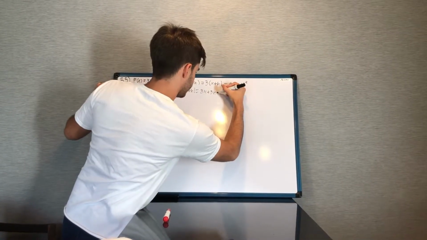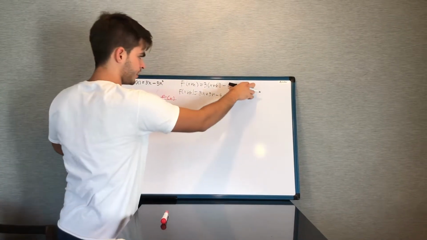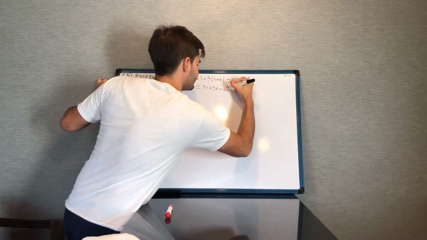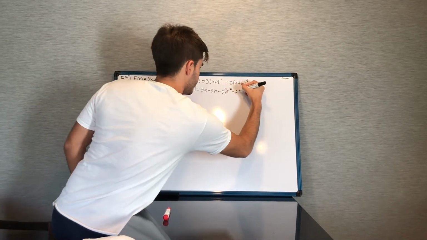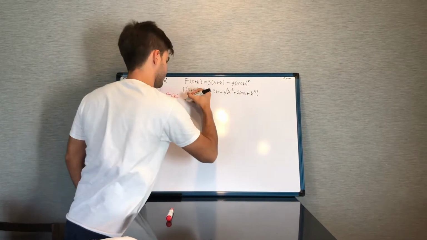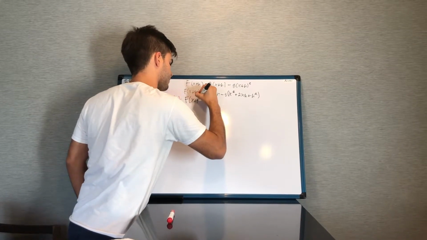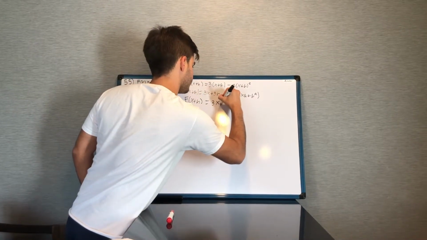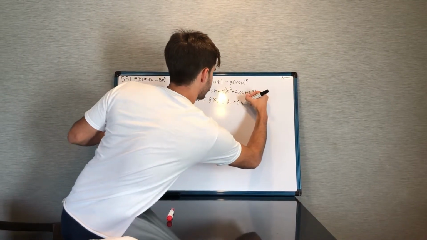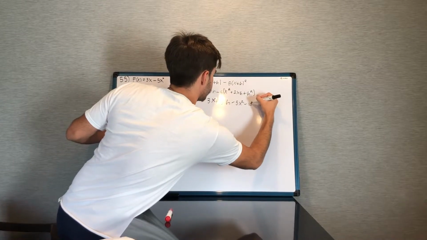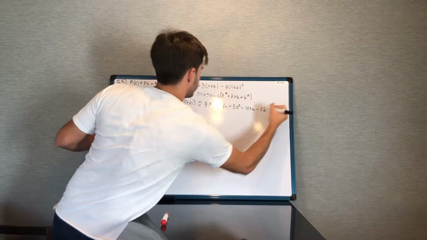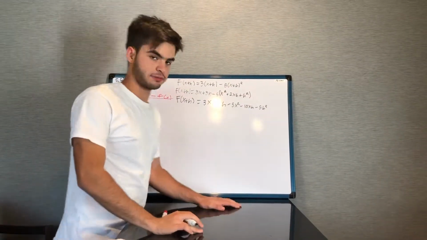Afterwards, we're gonna simplify the power: x squared plus 2xh plus h squared. Then we're gonna simplify further: 3x plus 3h minus 5x squared minus 10xh minus 5h squared, and that'll be the simplification process.